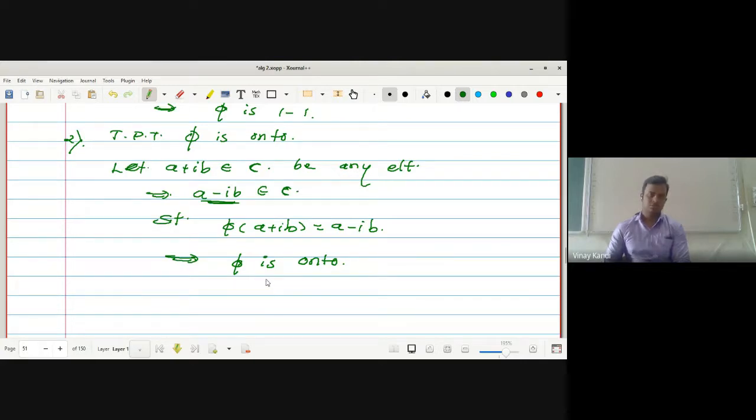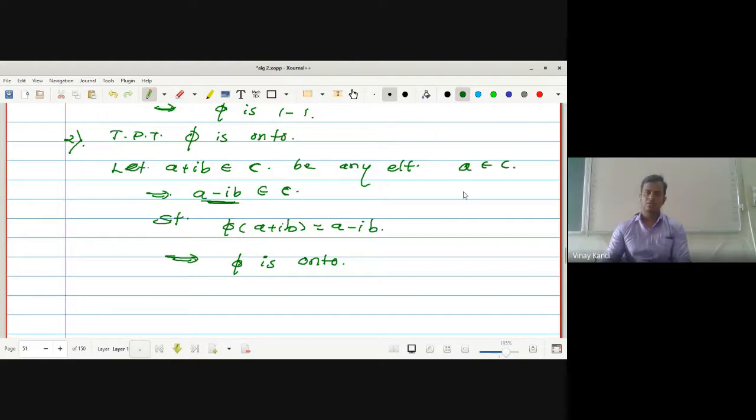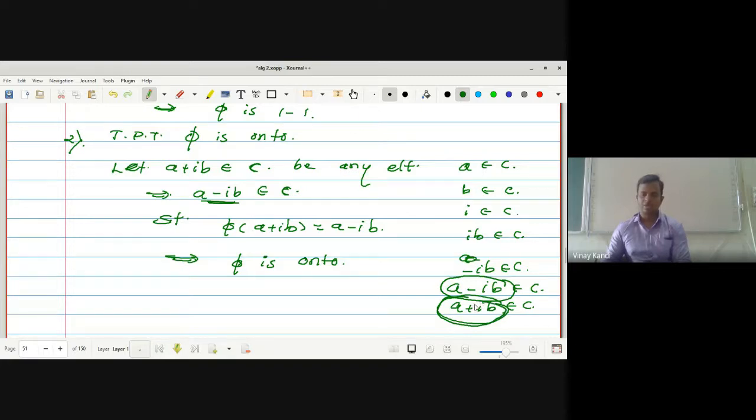Any doubt? No, sir. a belongs to C, b belongs to C. i belongs to C, ib belongs to C. a, sorry, minus ib also belongs to C, the additive inverse belongs to C. a minus ib also belongs to C. आता कळते? a plus ib also belongs to C. So for every element from the codomain, we have an element in the domain such that phi of a plus ib is equal to a minus ib.